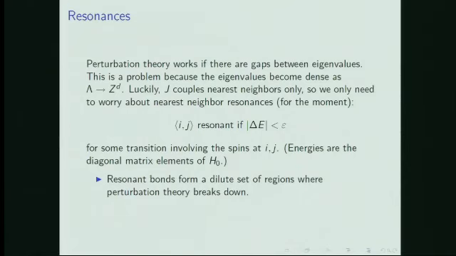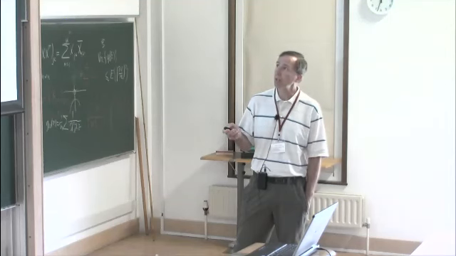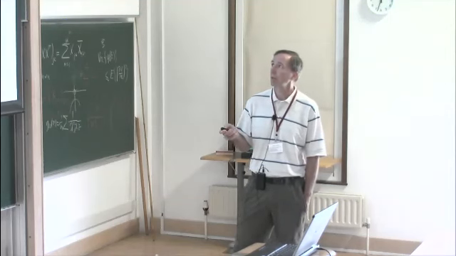All right, so the problem is that as you get more and more sites in the lattice, as the volume gets large, the eigenvalues effectively become dense. And so you lose the gaps between eigenvalues. We all know this is a problem. However, at least initially, when we're just looking at nearest neighbor interactions, we can just define a criteria for resonance by looking at nearest neighbor bonds.